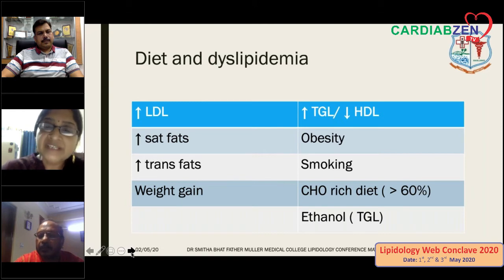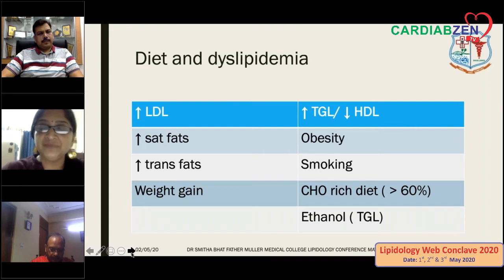Now, what in the diet, or what would increase the triglycerides? What would decrease the HDL? Obesity, of course. Smoking. No argument about smoking. And it is found that when more than 60% of the diet is carbohydrates, that tends to result in hypertriglyceridemia.